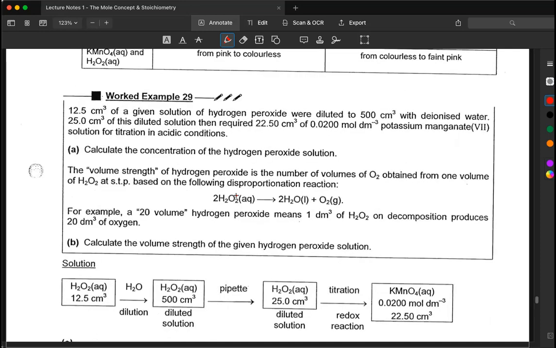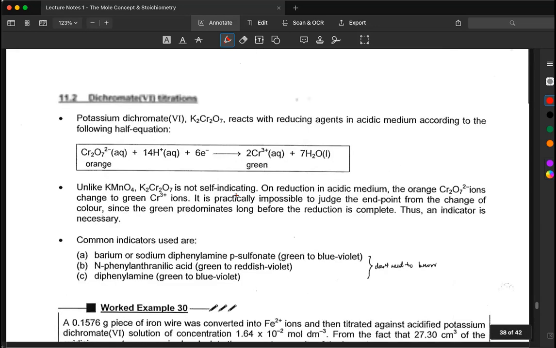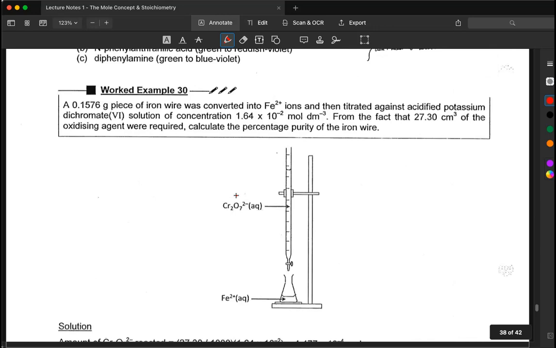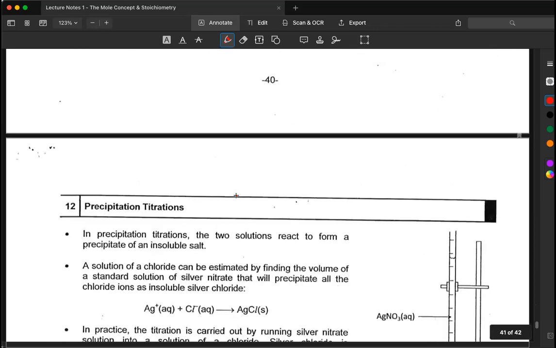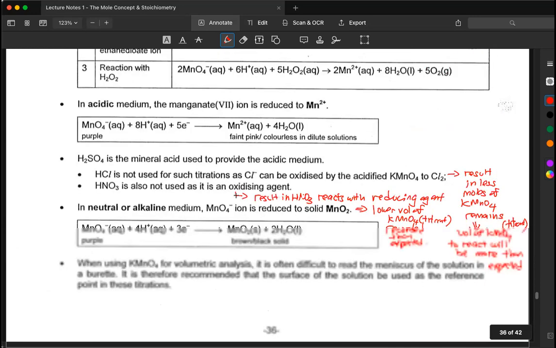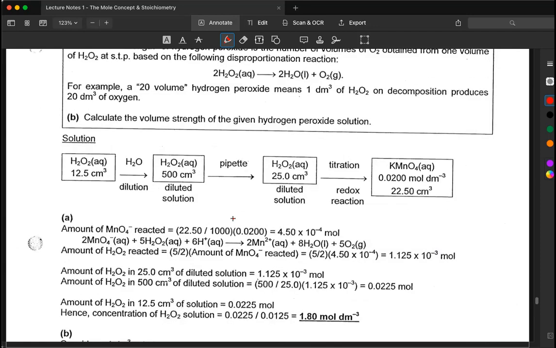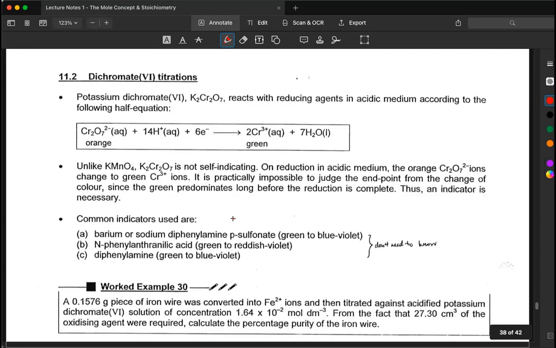Now just work out this example, then we are done. Okay, still got how many more to go? Just go through all the examples, then we are done. Finishing soon. I think this one you all just read yourself, because it's quite straightforward. Then you go through dichromate titrations. All right.